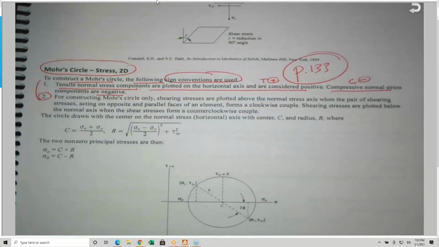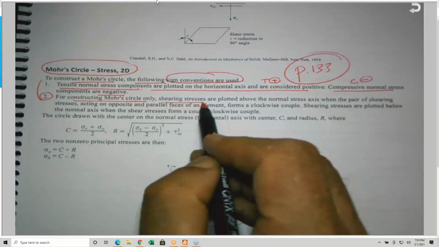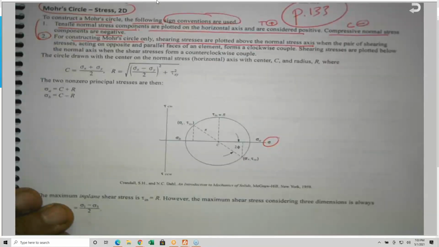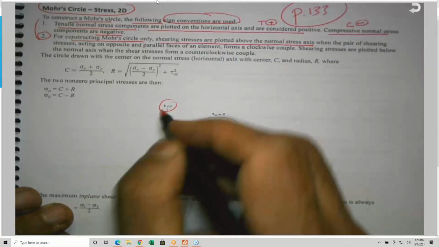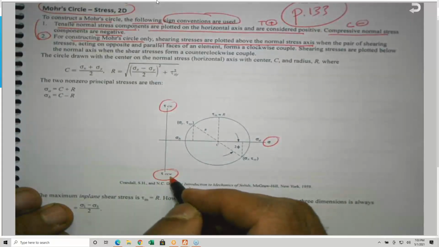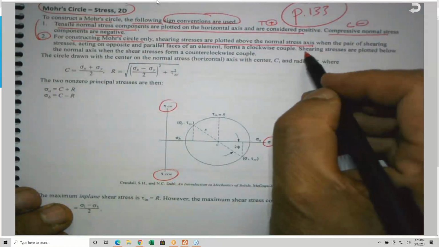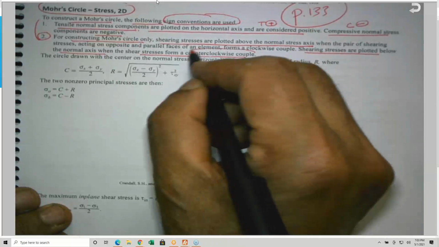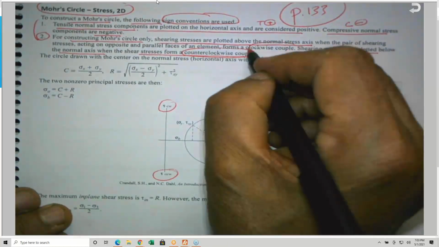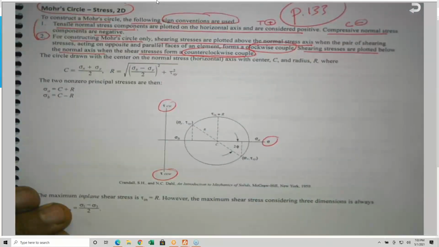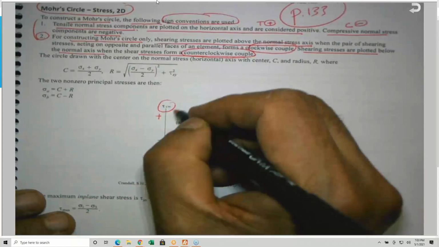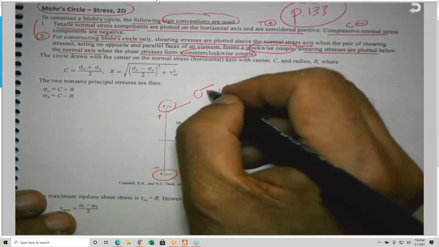The second element, for constructing Mohr's circle only: shear stresses are plotted above the normal stress axis, which is the y-axis. This is sigma x and sigma y, and this is tau xy and tau yx, or vice versa. They are saying here tau clockwise and tau counterclockwise. Shear stresses are plotted below the axis for a counterclockwise couple, and above for clockwise. So this is positive and this is negative. To make it very clear, this is tau clockwise, not sigma, I'm sorry, tau.